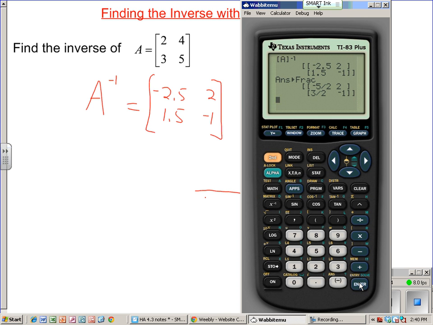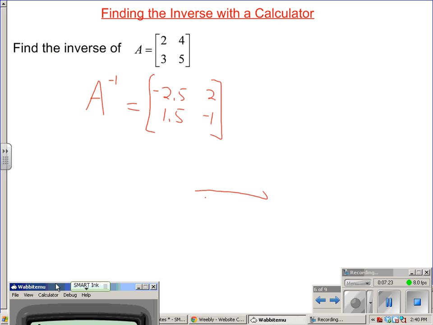There are ways to find the inverse by hand, and you will be doing that in the homework problems. They give you the formula. It's not a big deal, just a couple of calculations. But you can use the calculator to find the inverse.